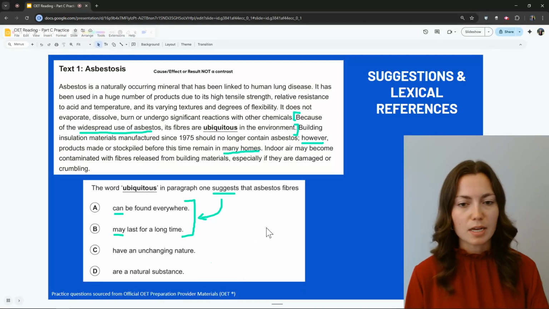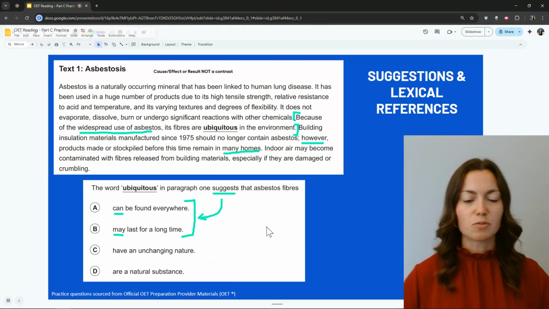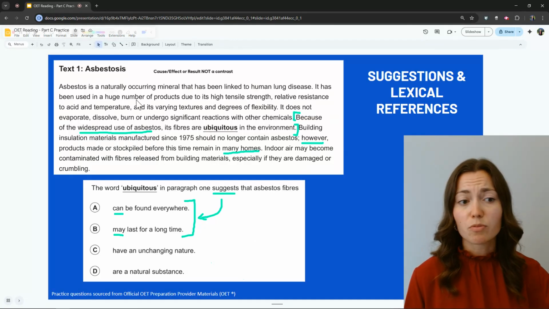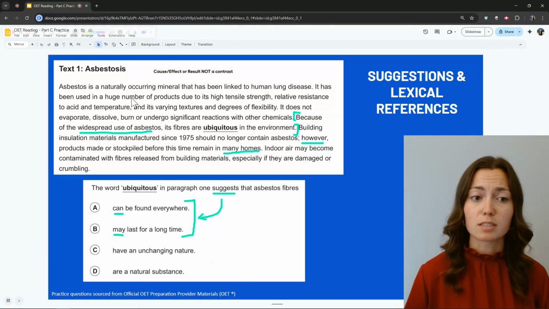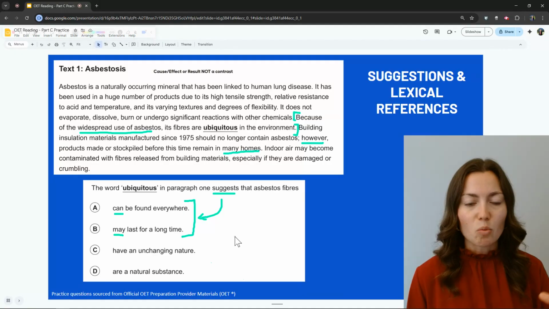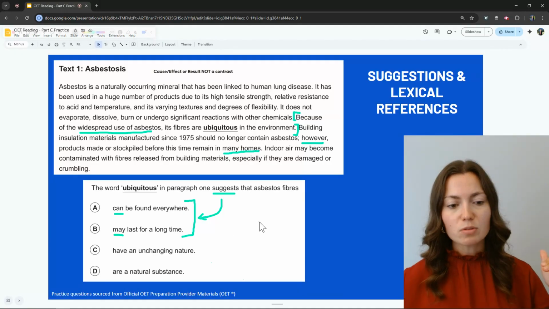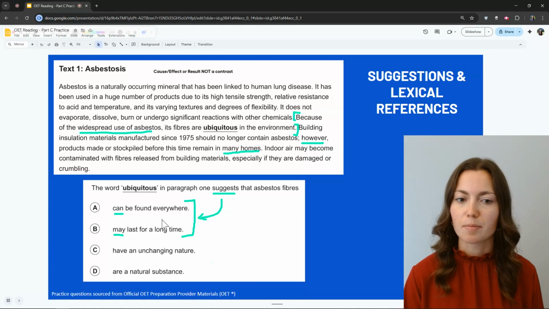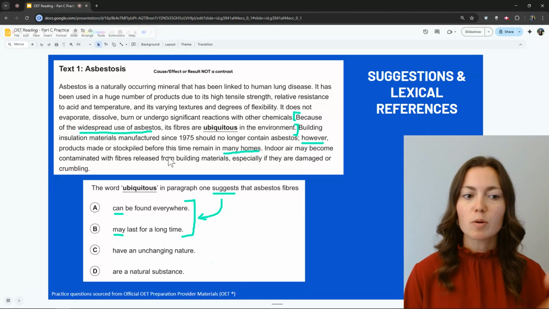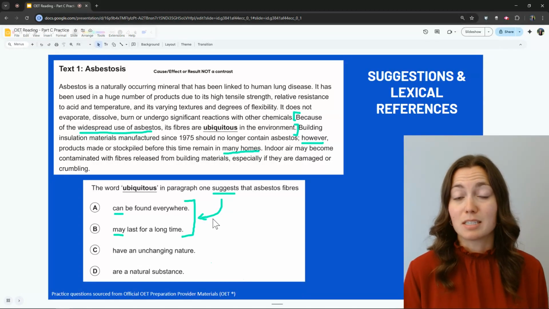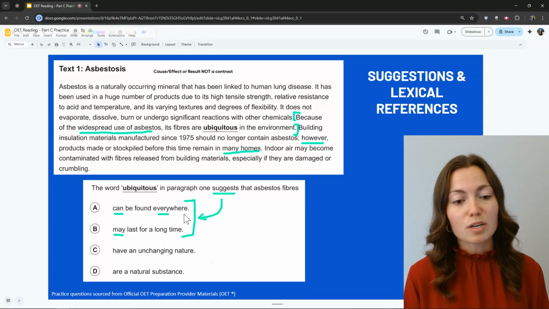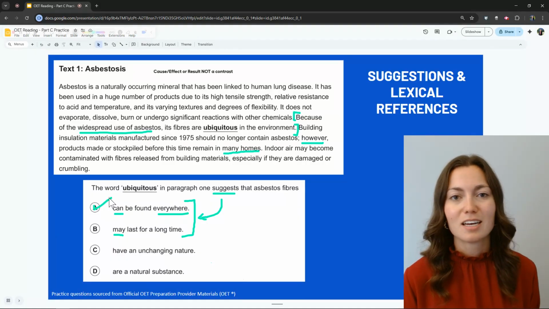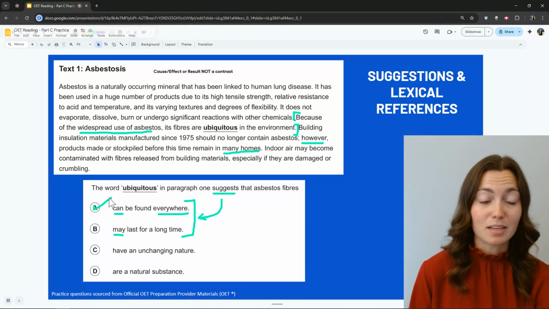Okay, so if I was to ask you, we see the word widespread, we see the fact that it's in many homes. We also remember from before there was mention of it being in a lot of products, a huge number of products. Which of these is closely related to that in meaning? Can be found everywhere or may last for a long time. Well, when we're talking about widespread in many homes, right, it's frequency, it's commonness. And so this word everywhere, that's the one that's as closely connected as it can be to those words.